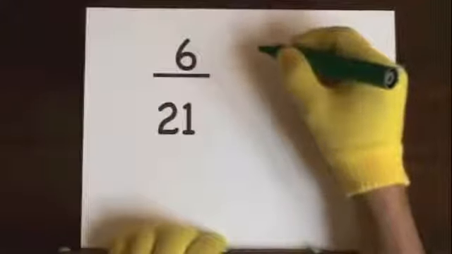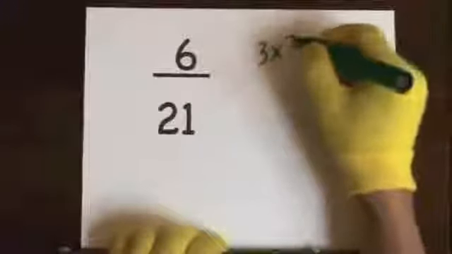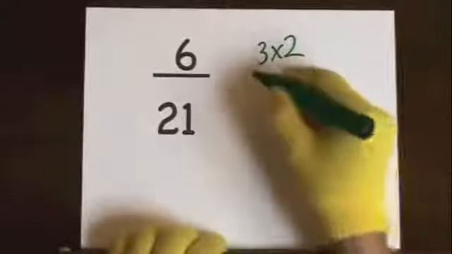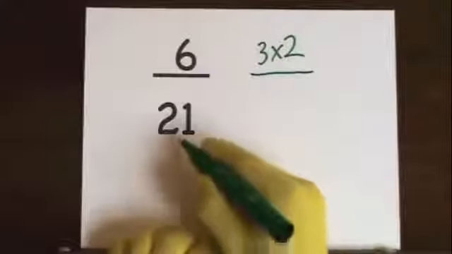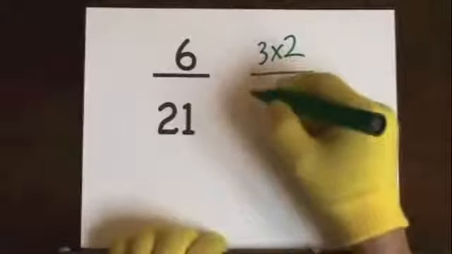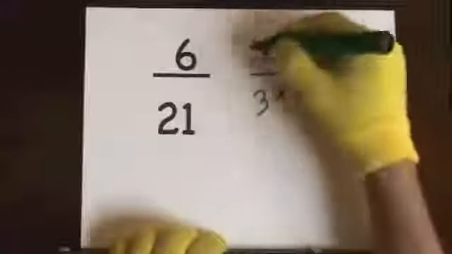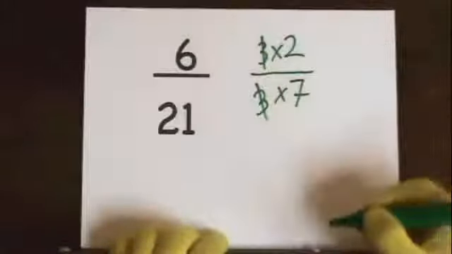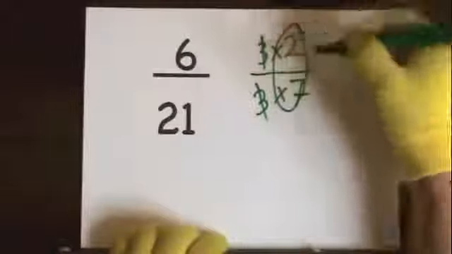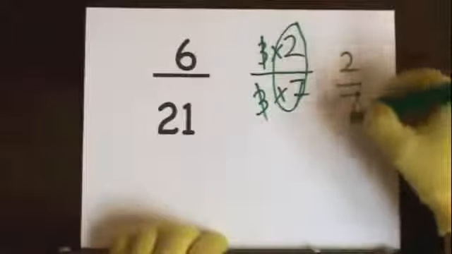6 can be thought of as 3 times 2. And some factors of 21 are 3 times 7. Cross out the like factors, and you're left with 2/7.